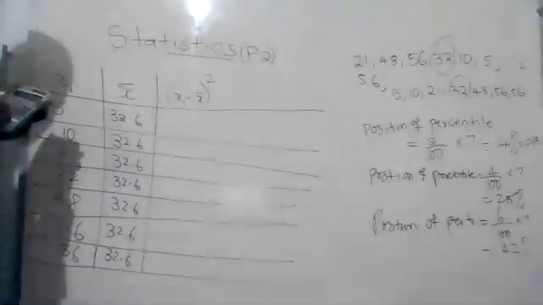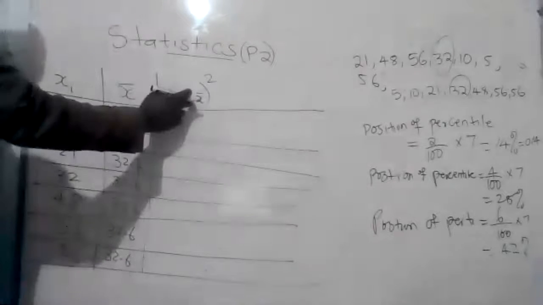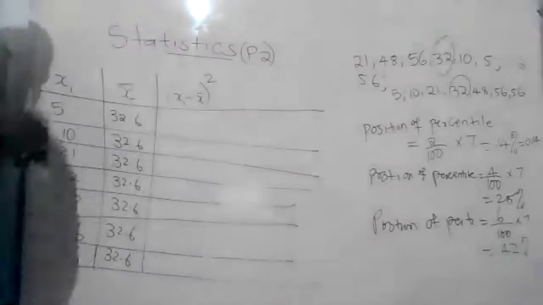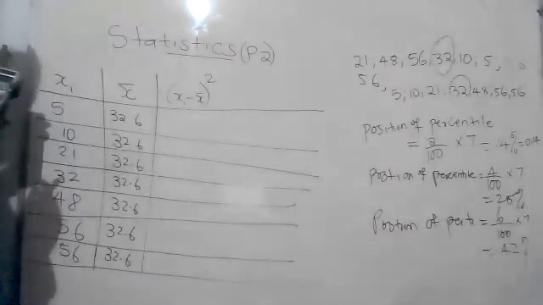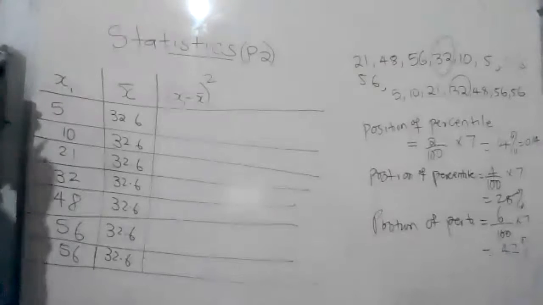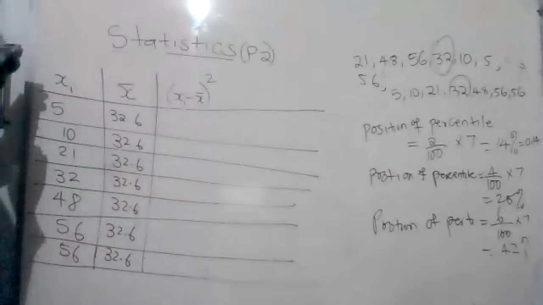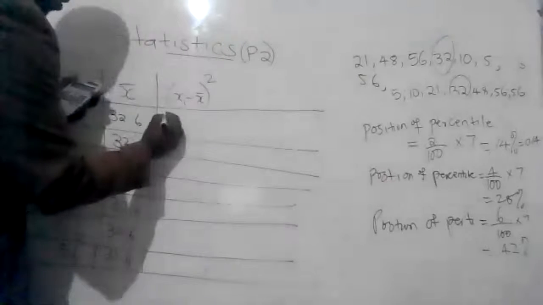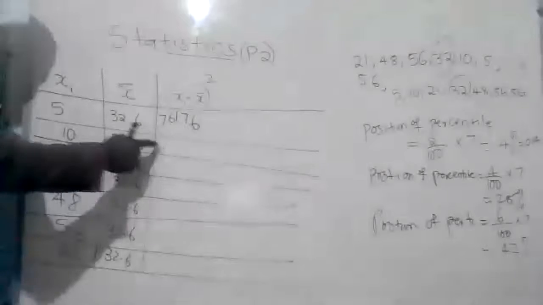I'm doing it on the calculator so that you follow how to find this part of the standard deviation. Remember, the target of doing all these things is to find what is called the standard deviation. So it's 5 minus 32.6. And then after getting that value, you square it. So when you square that value, you will obtain a value of 761.76.